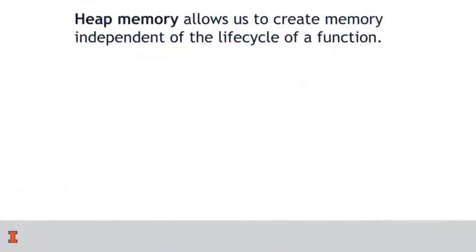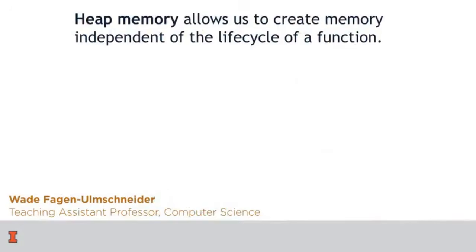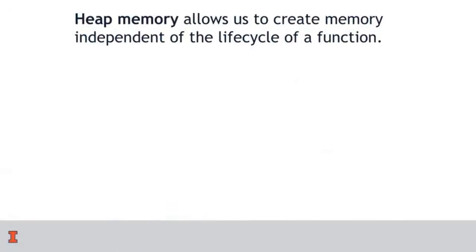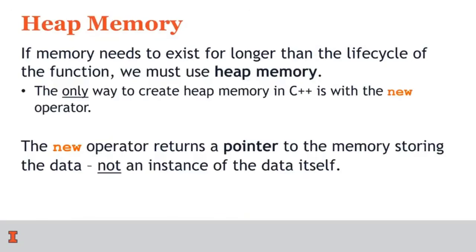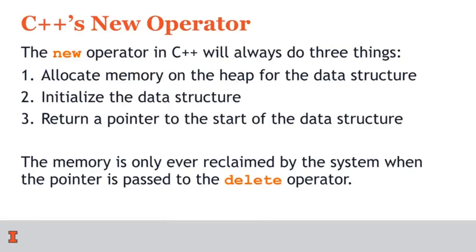Heap memory allows us to create memory that's completely independent of the lifecycle of the function, unlike stack memory. Let's see how this works out. In C++, if we ever need memory that's longer than the lifecycle of the function, we have to use heap memory. The only way to create heap memory in C++ is the use of the new keyword. The new keyword is an operator in C++ that's going to return a pointer to the memory address starting of the new data, and not an instance of the data itself.